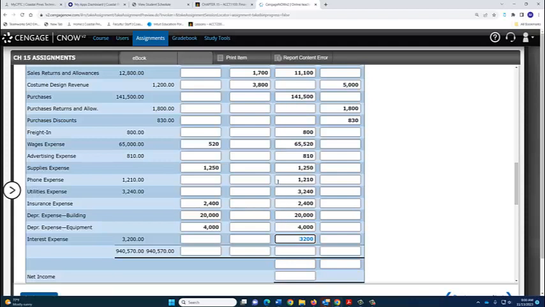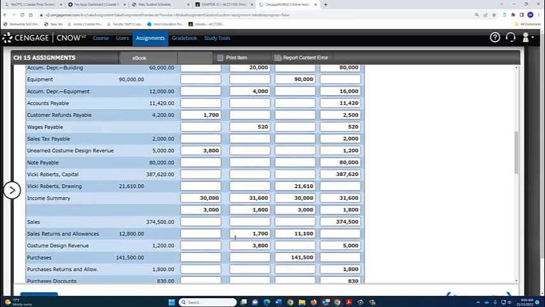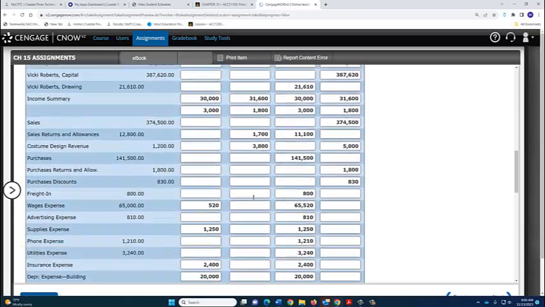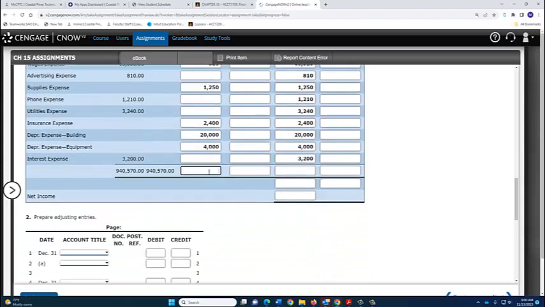Okay, now we're going to balance out the worksheet. So first thing we're going to do is go to the adjustments column and make sure our debits equal credits. And so on the debit side, we have 100,070, and we have 100,070. Let's see, I think I have too many zeros in there. No, that's right. 100,070 on this side.